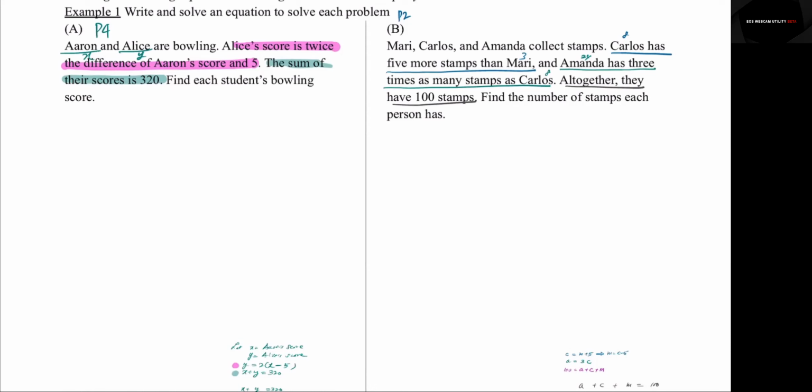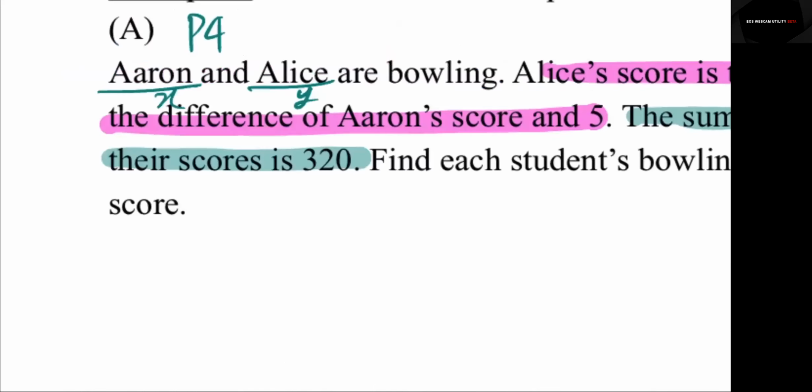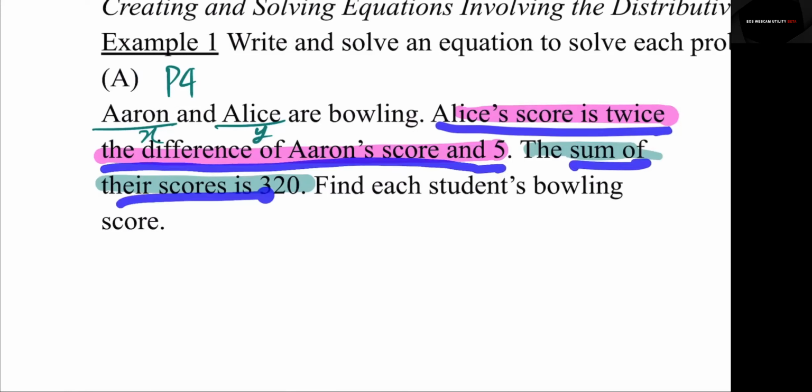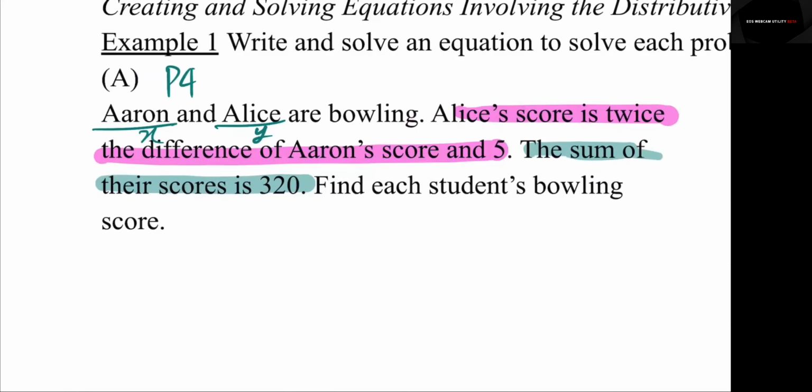All right. Alice and Aaron, let's go X and Y. They both start with A, so it's a little bit more difficult to do it with A. So Alice scored twice the difference of Aaron's score and 5, and the sum of the scores is 320. Okay, the green part is a little easier, right? The sum of the scores, so X plus Y is 320.